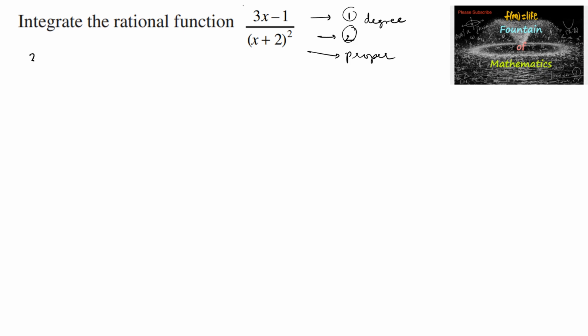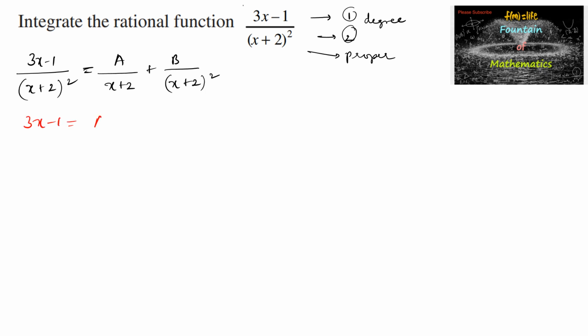So we can resolve into partial fractions as a upon x plus 2. Since it is a repeated factor, we can write one more, b upon x plus 2 whole square, so that 3x minus 1 is equal to a times of x plus 2 plus b times of 1.